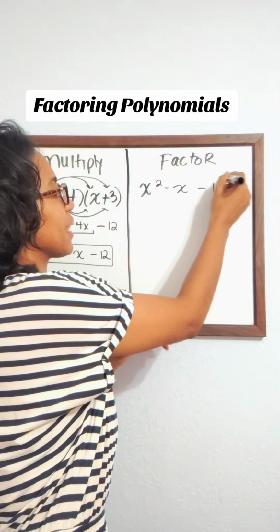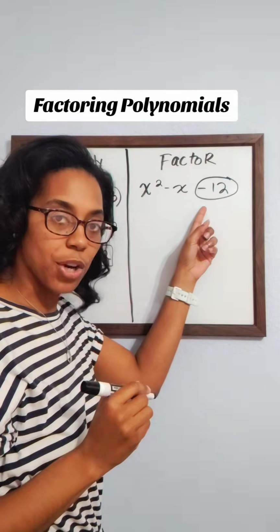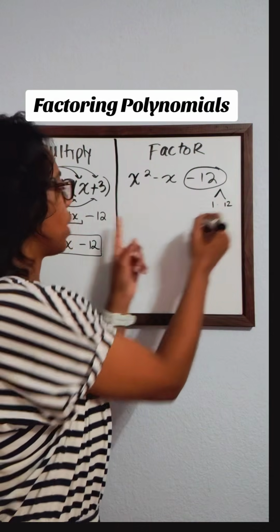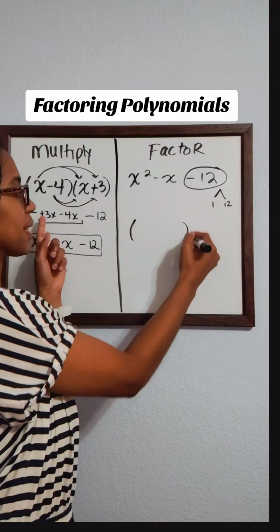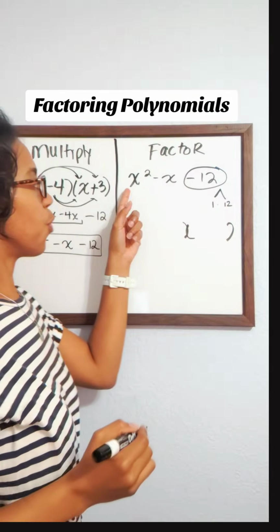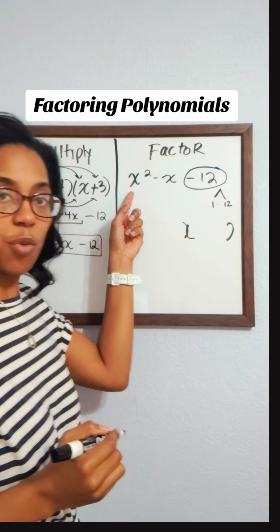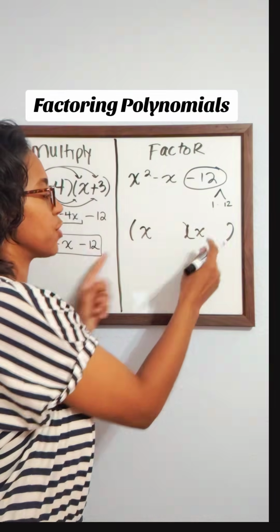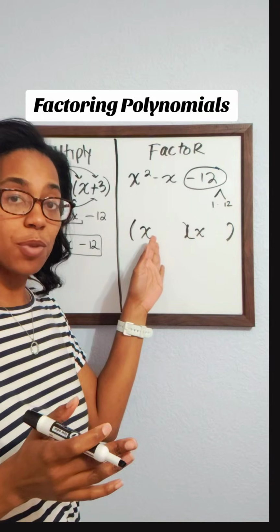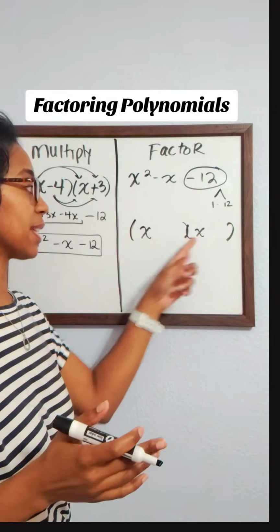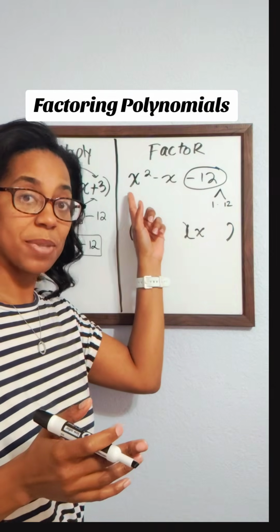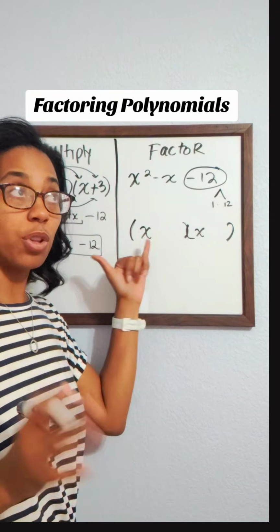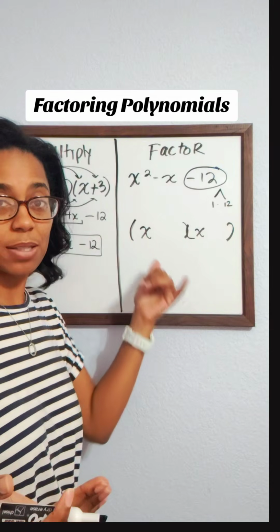We always look at the last term. We factor that term to determine what two numbers we're going to put inside of our binomials, okay? So we know that to get x squared, we multiply x times x. That is always your first two terms in your binomials: x and x, if the first term is x squared, okay? So if your first term is x squared, then by the law of exponents it's x times x.